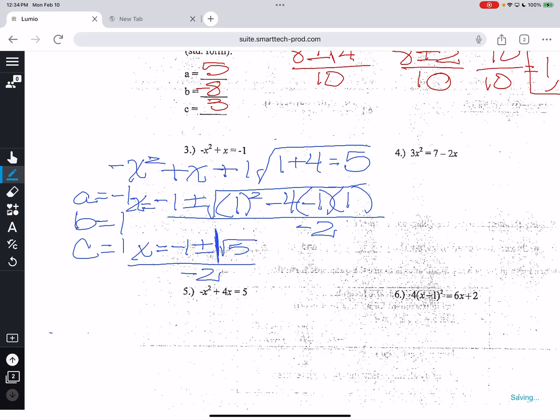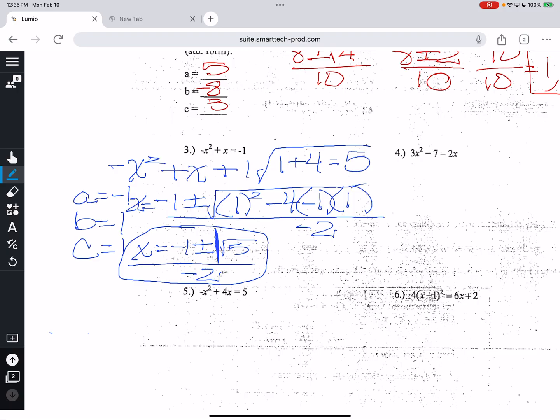And radical 5, it's a prime number, so there's no perfect square making it up, or anything like that. So here is our final answer. Do you see how it's 2 answers? It's -1 plus radical 5 over -2, and -1 minus radical 5 all over -2.